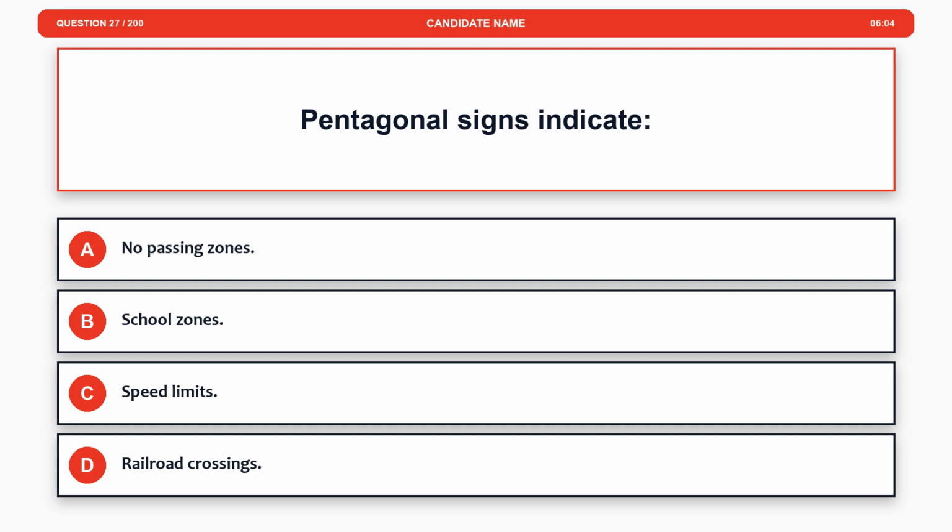Question 27. Pentagonal signs indicate: Option A. No passing zones. Option B. School zones. Option C. Speed limits. Option D. Railroad crossings.